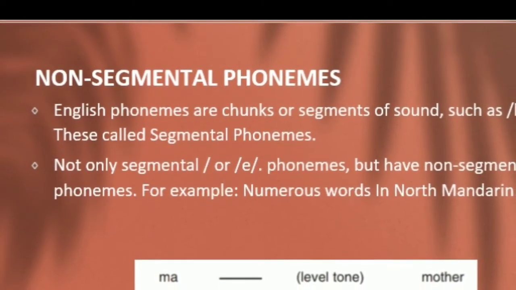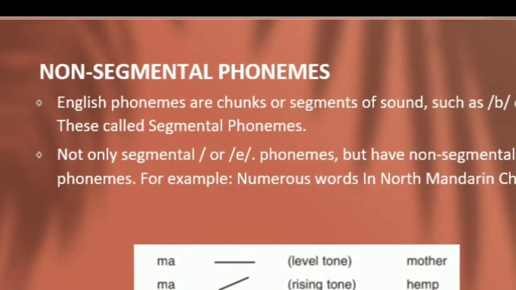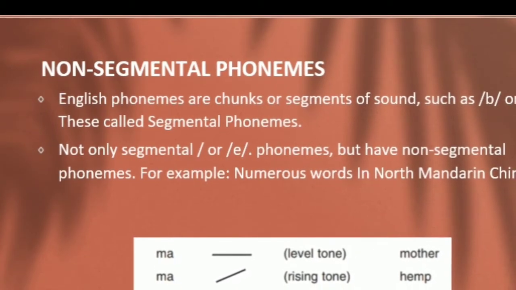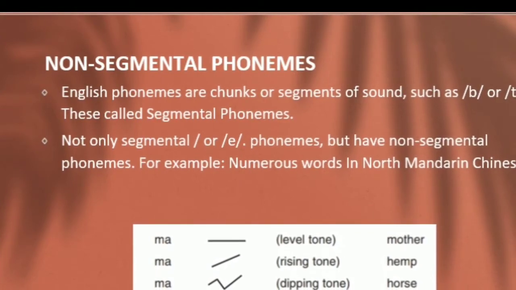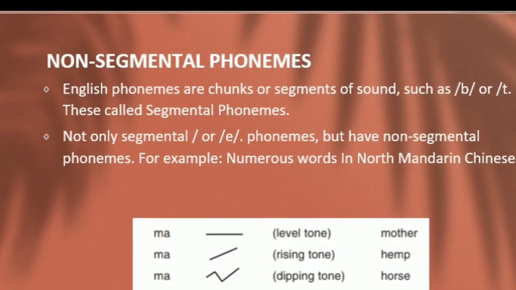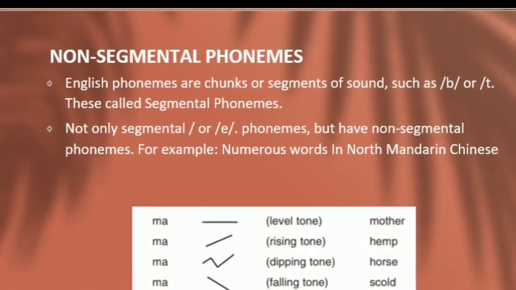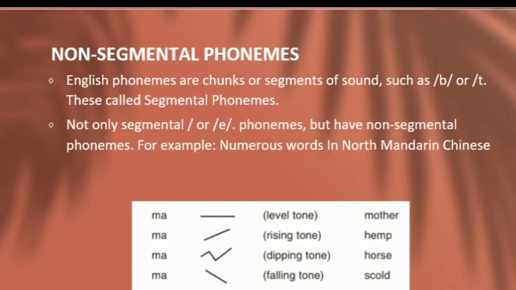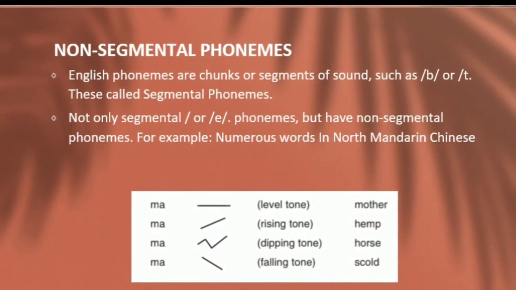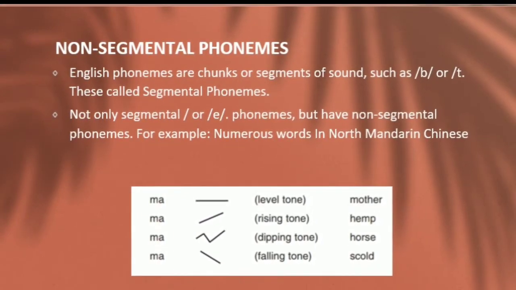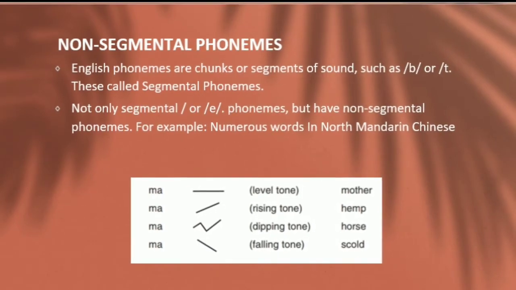Non-segmental phonemes. English phonemes are chunks or segments of sound, such as B or T or E. These are known as segmental phonemes. However, a number of languages have not only segmental phonemes, but non-segmental phonemes also. For example, in North Mandarin Chinese, there are numerous words which are distinguished by differences in the rise and fall of tone, as in the following minimal pairs. These minimal pairs have different pronunciation and meaning.